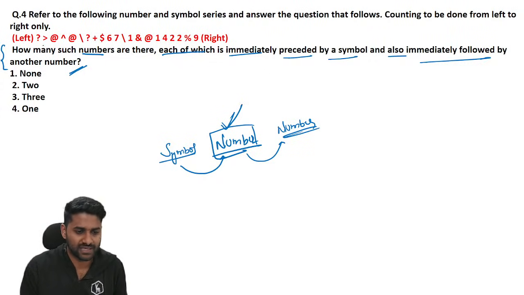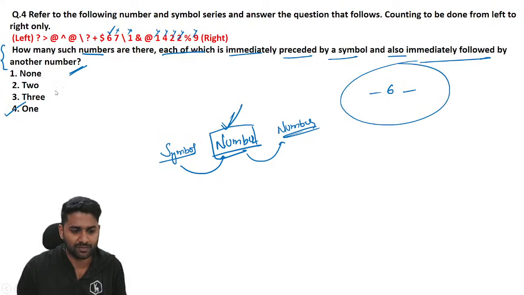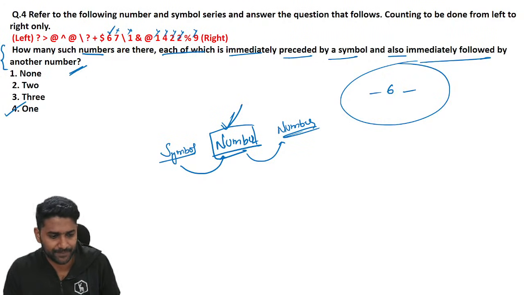Let's pick the numbers directly. So these are all the symbols. Let's take the 6. 6 is the first number. Before it you can see a symbol, after it you can see a number. Again, 7 is not possible. Why? Because it has a number before it, not a symbol. But our condition is first symbol, then number, then number. Then anything is possible after that. So you can't find any other number. This is also not possible, and the rest are not possible either. So we have only one number available in the data, that is 6 itself.